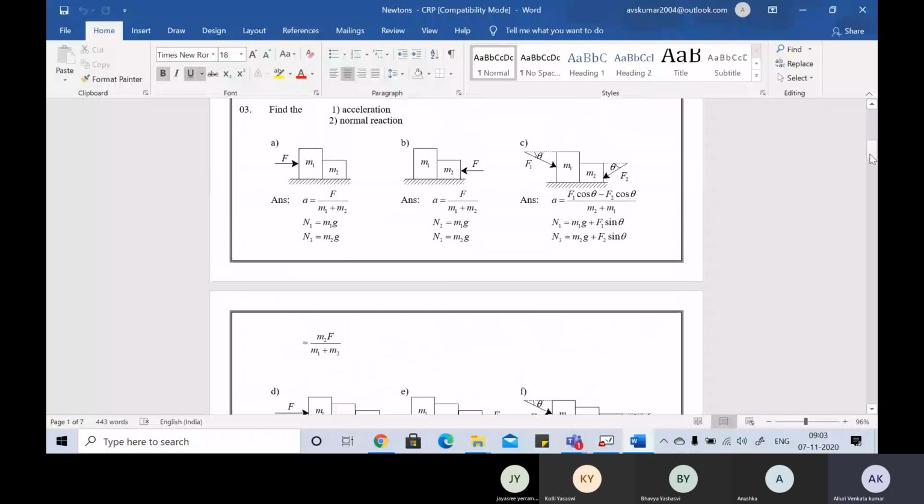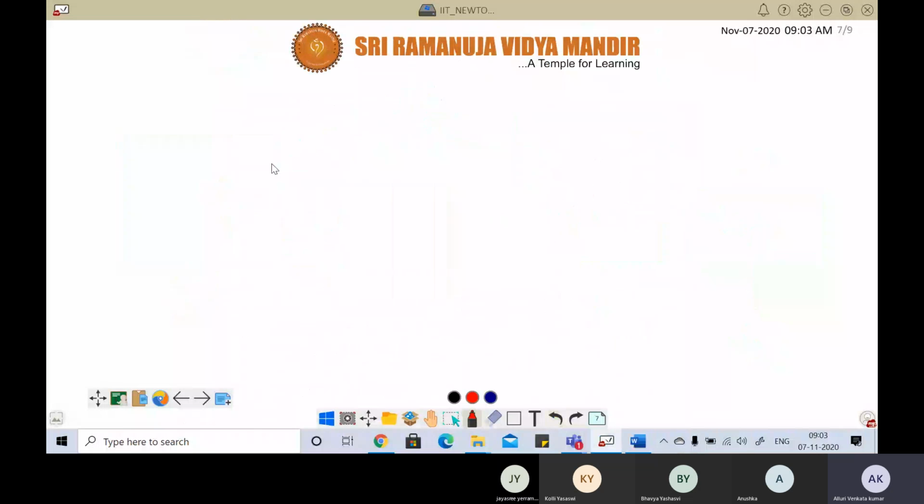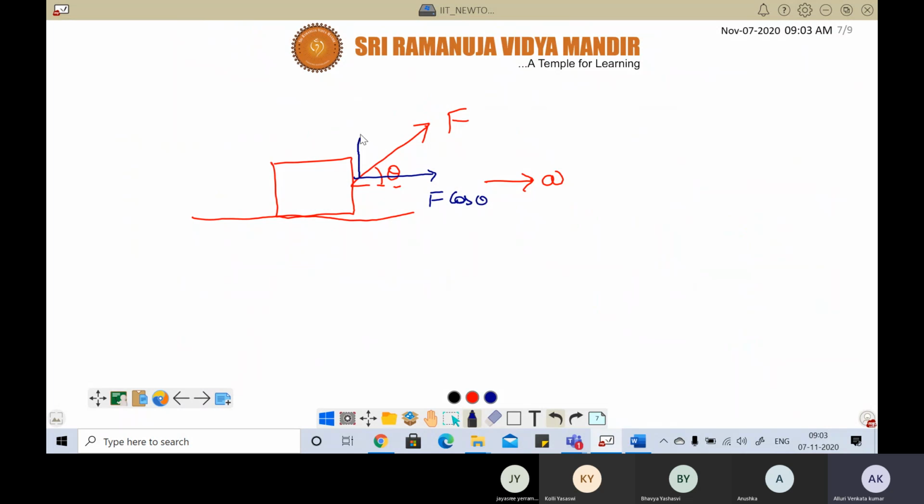Suppose here this block is there. Second case. Suppose let us say there is a block like this. Force is applied like this, at an angle theta. Now the block will move only in this direction, along the ground, correct or not? So now you resolve this force into two parts. One in the direction of acceleration, F cos theta, another one perpendicular to the direction of acceleration, F sin theta. Always first you see the acceleration direction, and perpendicular to that direction you should resolve. That's all. And then what are the other forces? Mg, and another force is N. That's all.